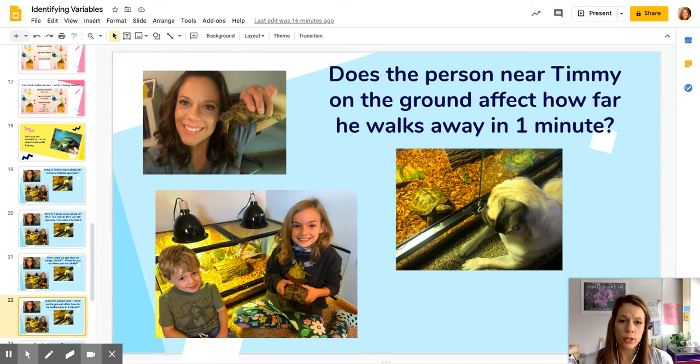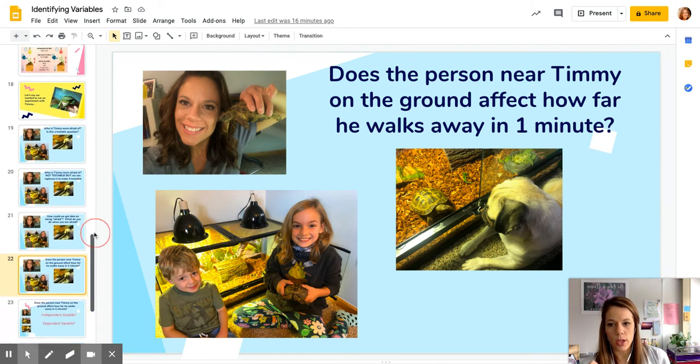So this is what I came up with. Does the person or animal near Timmy on the ground, very specific, affect how far he walks away or runs or scoots in 1 minute? I've got something I can change, the person or animal near Timmy, and how far the distance he walks away or runs away within a minute.